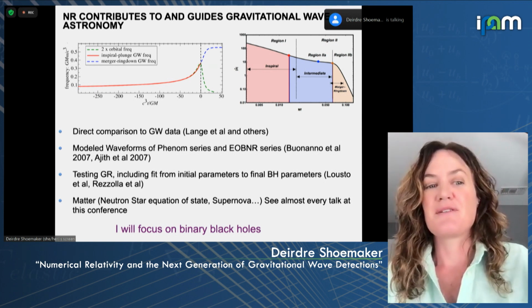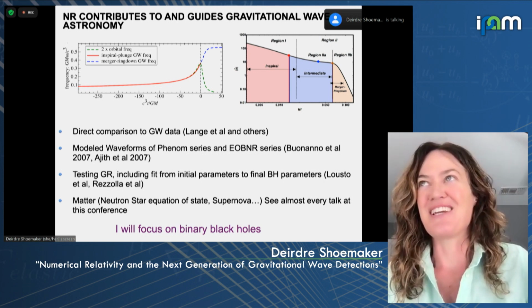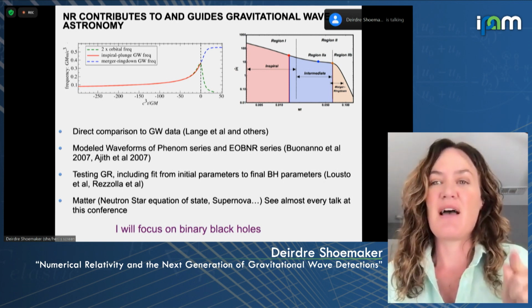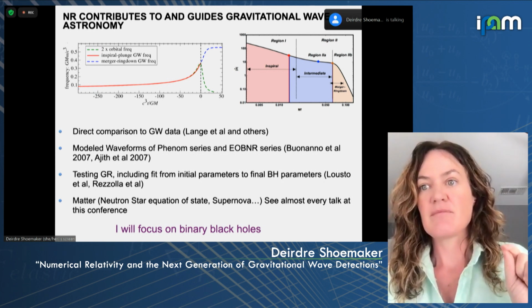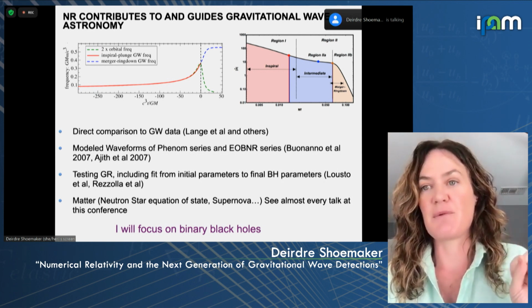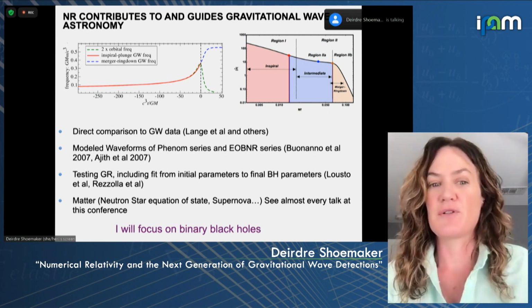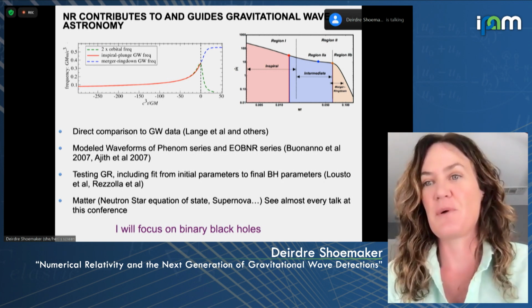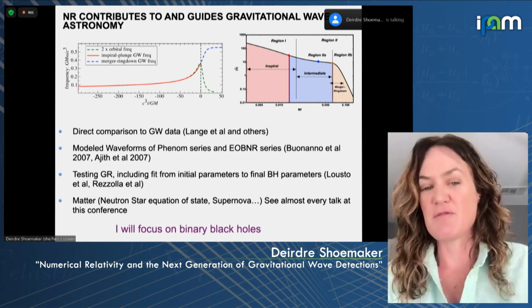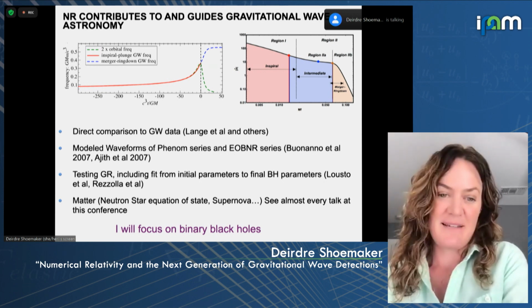And I was listening to a talk this morning in a different conference, the Dawn conference, where they were talking about having a dedicated future detector that would be really good in the kilohertz regime to really study these neutron star equations of state and all these other things we've heard about, which could be very exciting.